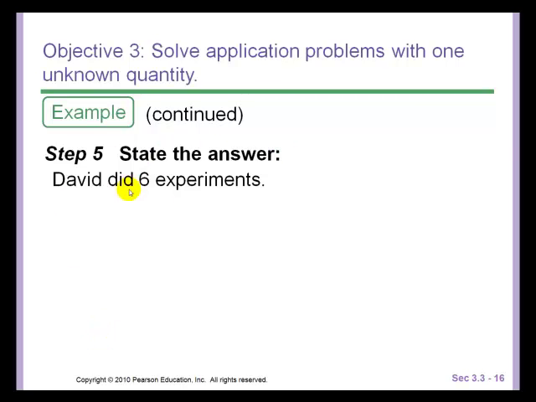Step 5 is to state the answer. David did 6 experiments. That is your answer.